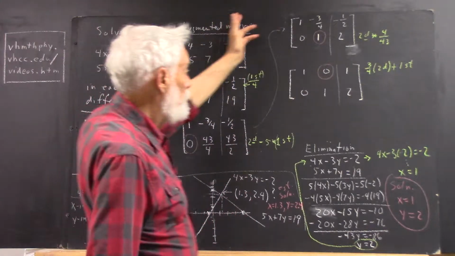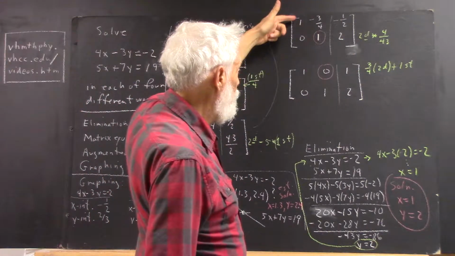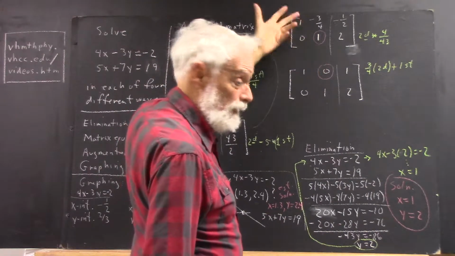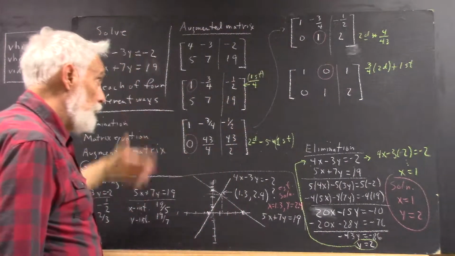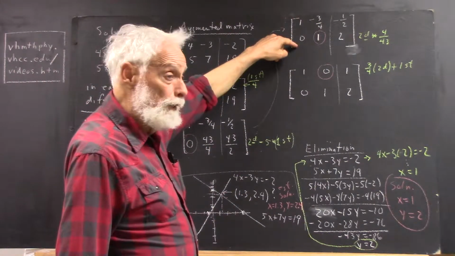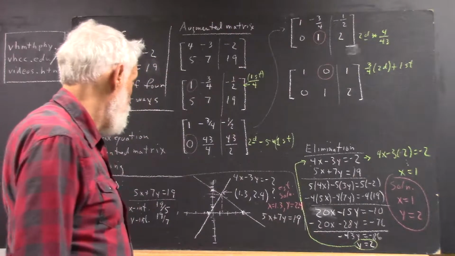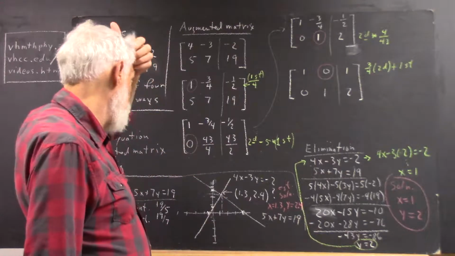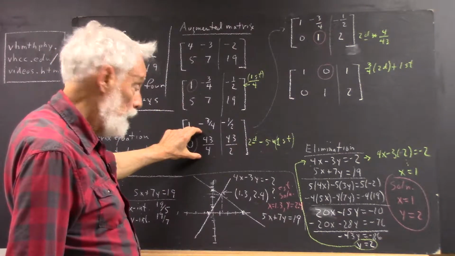Now remember, I don't want to mess with my first row, and there's nothing I could do to my first row that would give me a 1 here that wouldn't mess up my 0 anyhow. I could add a multiple of the first row to the second. And remember, I don't want to mess with this 1, I don't want to mess with this 0. Okay, well, I've got this row. If I multiply this row by the reciprocal of this number, I'm going to get a 1, right?